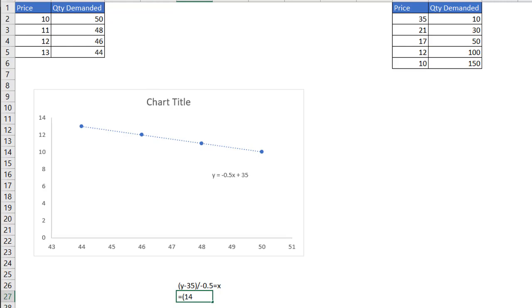And then minus 35 divided by negative 0.5. That's going to give us 42. So based on this formula, if we raise the price to $14, we're probably going to estimate demand of 42 units. So it kind of follows that straight line path. So it gives us an estimation of what kind of quantity demanded we're going to have.